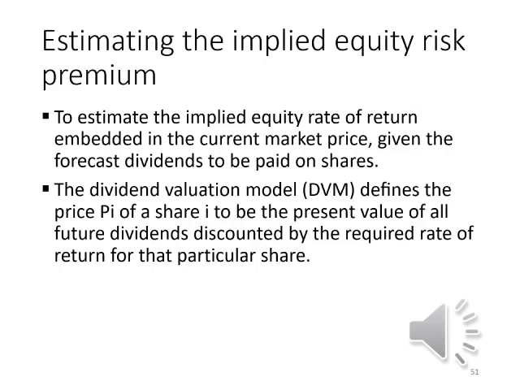The third method is to estimate the implied risk premium. The third method of calculating the equity risk premium is to estimate the implied equity rate of return embedded in the current market price, given the forecast dividends to be paid on shares. To do this, the dividend valuation model is used. The dividend valuation model simply defines the price of a share to be the present value of all future dividends discounted by the required rate of return for that particular share.